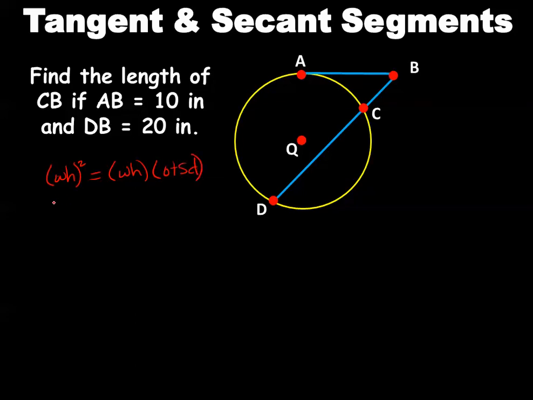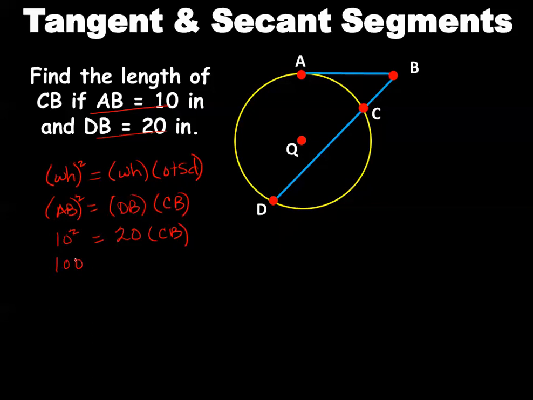Okay, so the whole in this one, we're still dealing with the same letters. My whole is DB. My outside is going to be CB. So let's look, oh, that's squared. Let's look and see what they gave us. They said AB is 10, and that's squared. DB is 20, and we're trying to find CB.